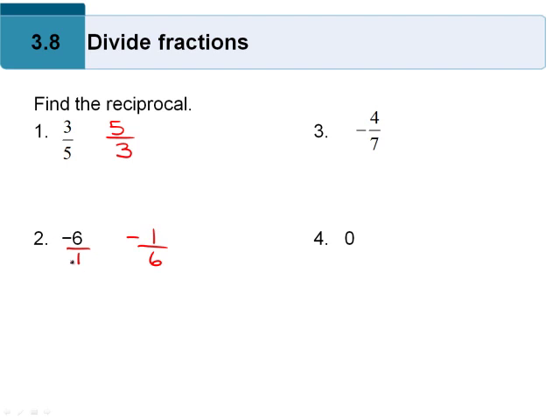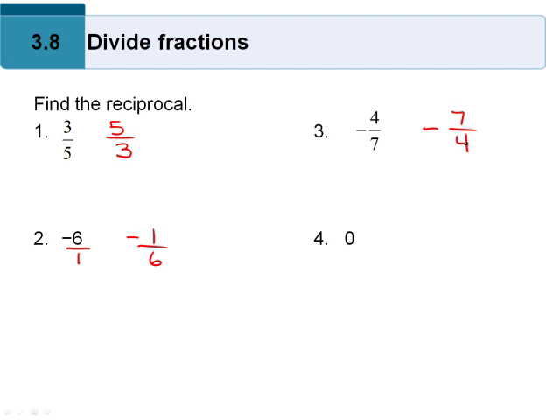If a fraction is negative, its reciprocal is also negative. So make sure you keep that negative sign. It doesn't matter if it's in the numerator or out front, just make sure you have it. So -4/7, its reciprocal would be -7/4. You just flip it.